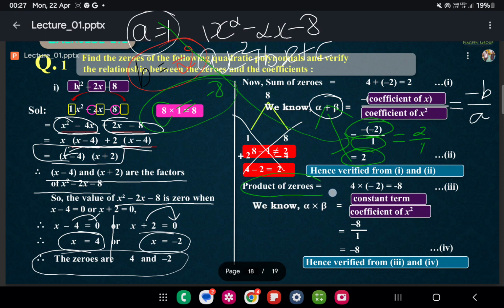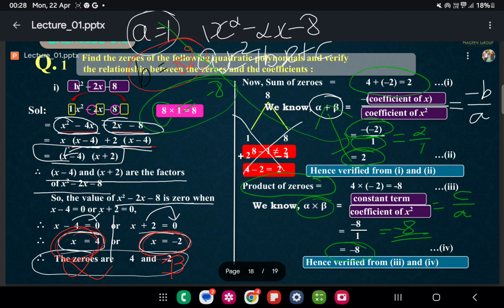Hence the product of the zeros is alpha into beta, the constant term divided by the coefficient of x square, that is c divided by a. C is minus 8, minus 8 divided by 1 is minus 8 only. But the verification method is there. Now we will see the sum of the zeros, alpha plus beta. Alpha is considered as 4, this x is considered as 4. I am marking here with red. This is alpha, this is beta.